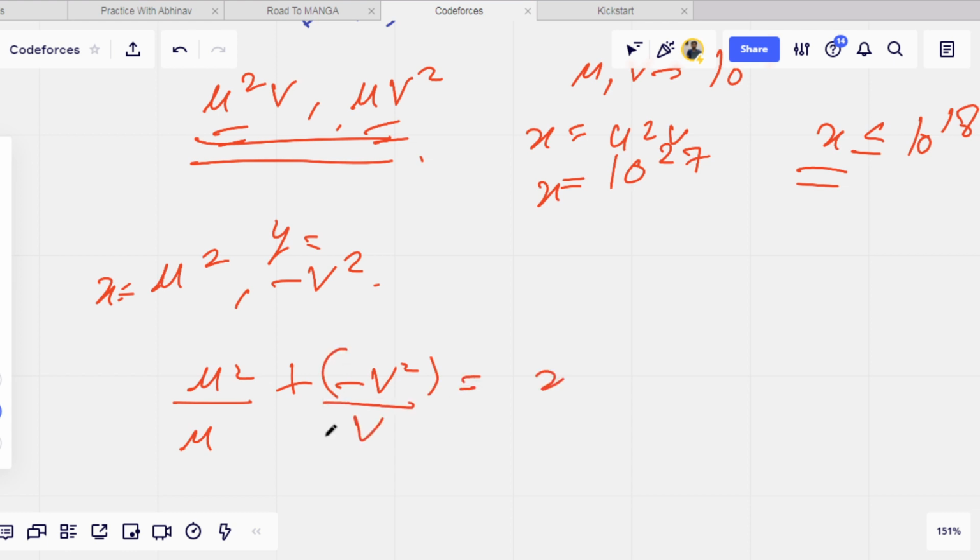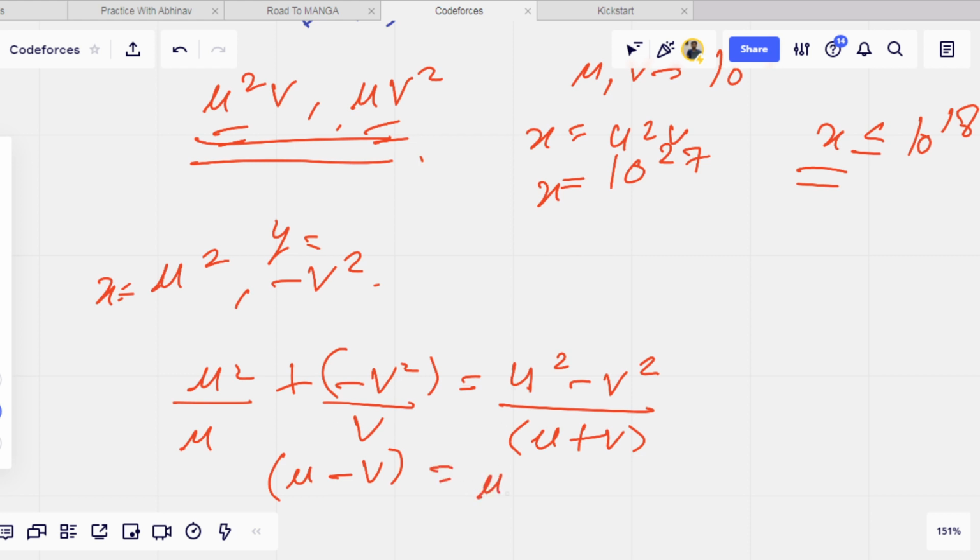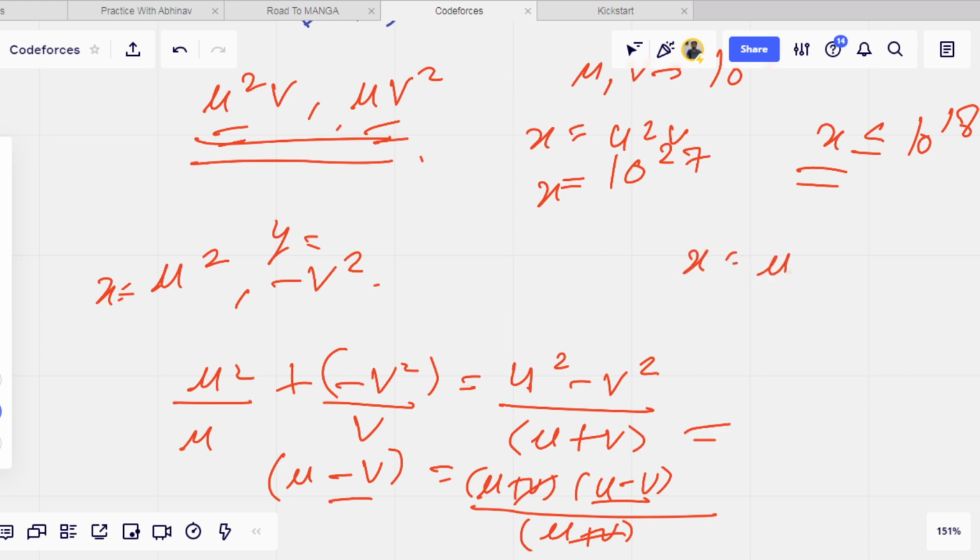it is equal to x plus y upon u plus v, where x is u squared. It will give u, it will give minus v, and on the other side, a squared minus b squared is a plus b times a minus b, so u squared minus v squared is u plus v times u minus v, upon u plus v. We will cancel it, and now u minus v is equal to u minus v. So the correct answer is x equal to u squared and y equal to minus v squared. There are multiple solutions, but this is one of them.